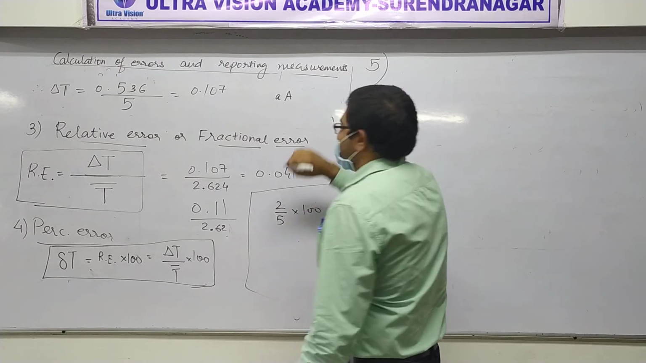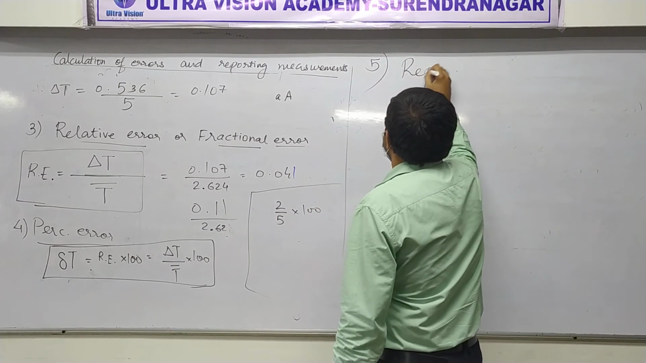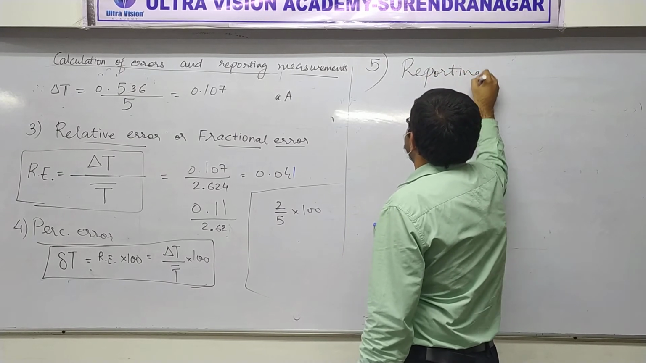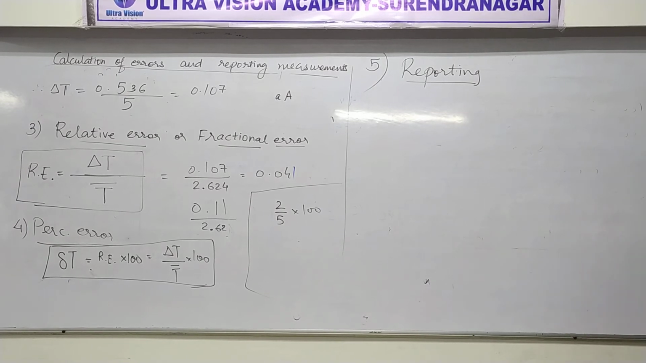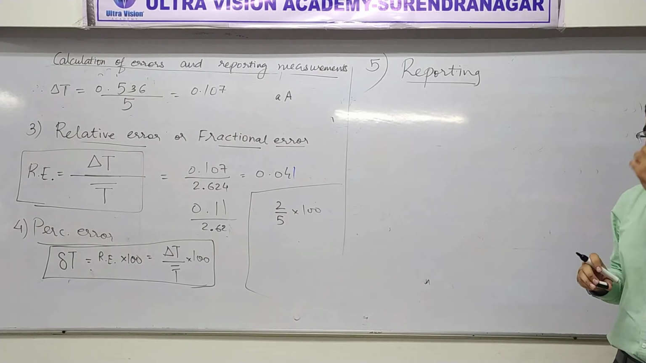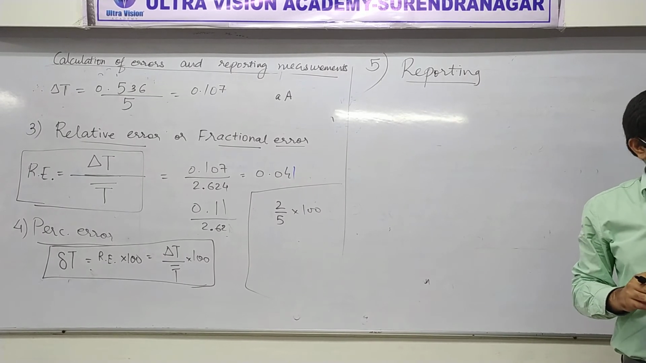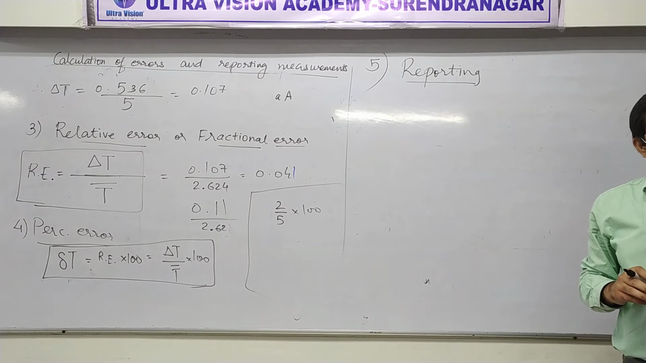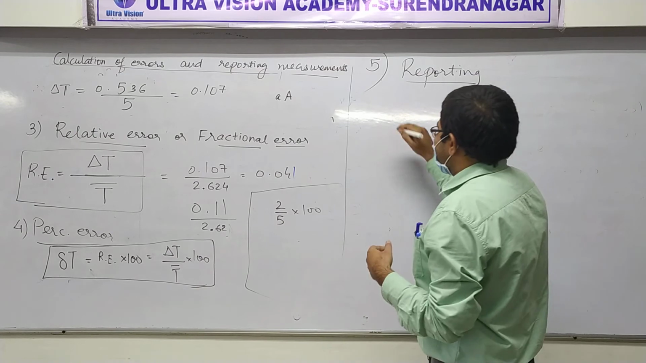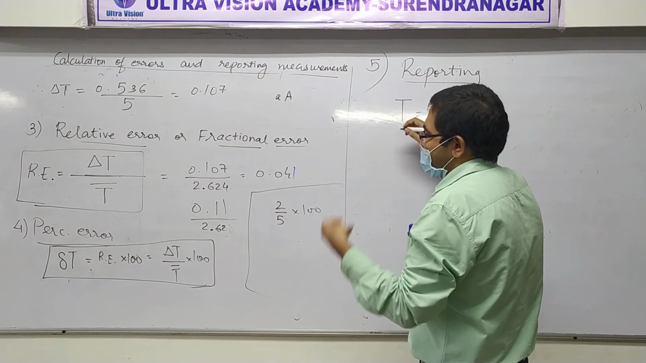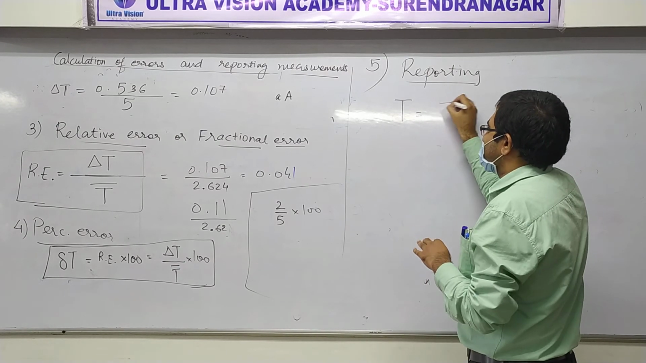After finding the percentage error, it is time to report what we have found. How to do reporting? This is not a formula, but you need to understand it, because questions will be given in this format: someone measured the length of something and this is the measurement. You have to understand how reporting is done for any quantity T, A, L, X, whatever that is. T is equal to, this is the standard format of reporting.